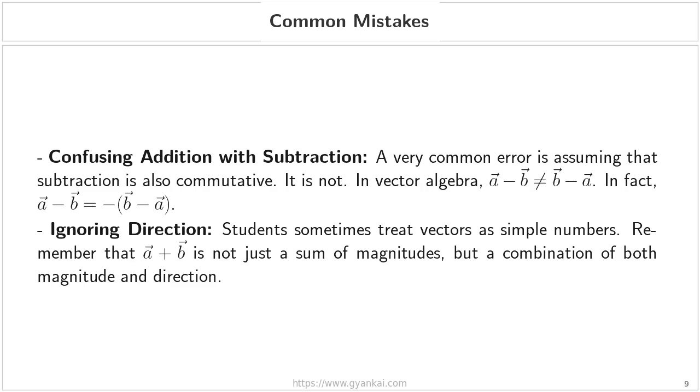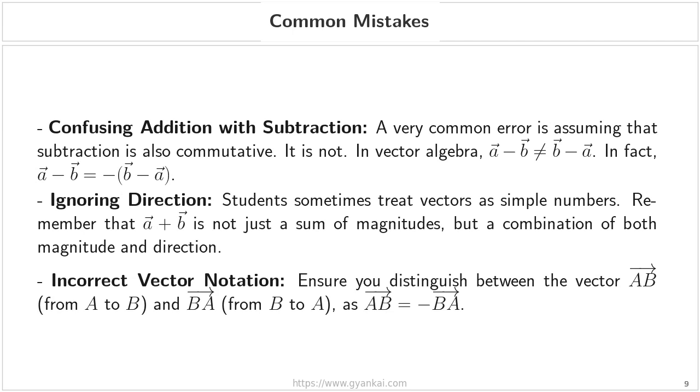Second, watch out for the temptation to ignore direction. When we were looking at the drone example in the previous slide, we saw how the path matters for the journey, even if the destination is the same. Sometimes, students treat vectors as if they are just simple scalar numbers. Remember, a vector is not just a sum of magnitudes. When you add two vectors, you are combining both their magnitudes and their specific directions. If you ignore the direction, you lose the very essence of what a vector is.